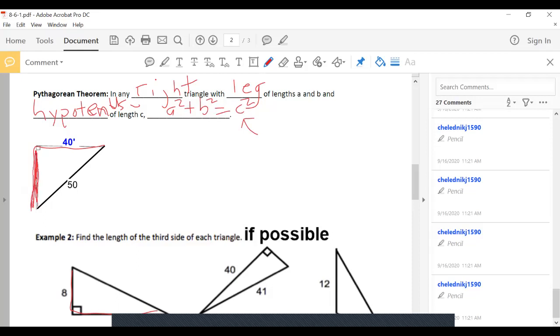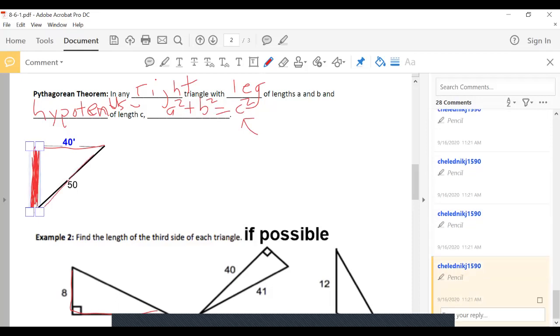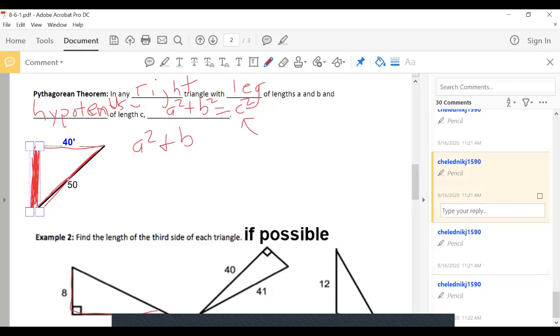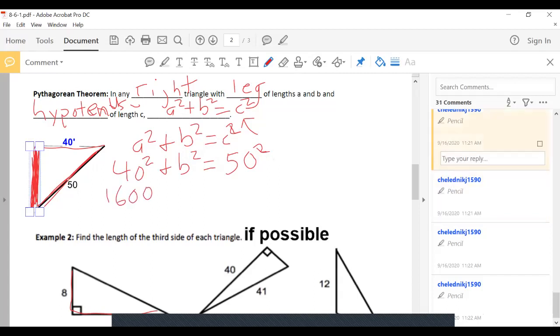So in this triangle right here, we'd notice that we don't know this side here. That is a leg. The hypotenuse is 50. It's the longest side. And we also know the other leg is 40. So if we use our Pythagorean equation, A squared plus B squared equals C squared, we have 40 squared plus B squared equals 50 squared. And we have to plug 50 in for C because it is the hypotenuse. 40 squared is 1600 plus B squared equals 2500.